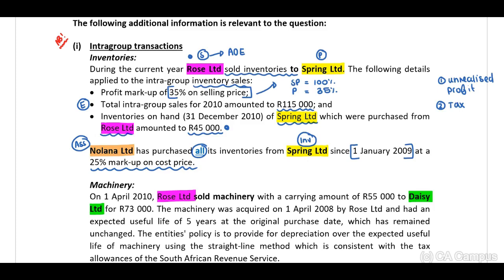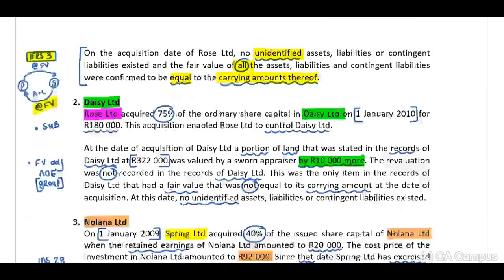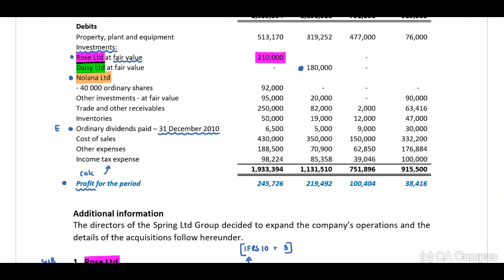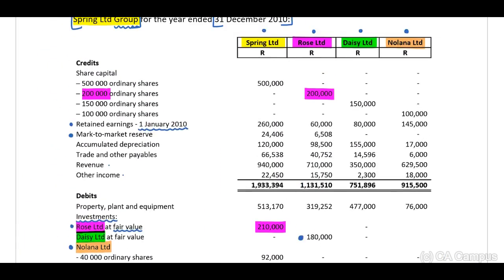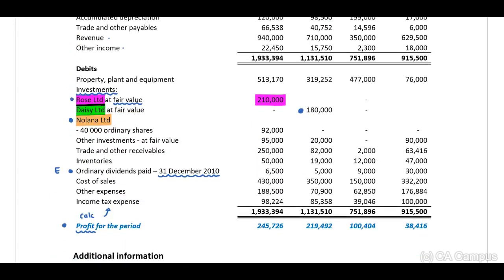Now, what does this mean? Your cost will represent 100% and your profit will represent 25%. Therefore, your selling price will represent 125%. Now, when you look at this, they indicate to us all. Therefore, we need to refer to the trial balance and identify what is the value of the inventories in Nulana's records. Now, this is our last column, inventories, and this is 47,000.